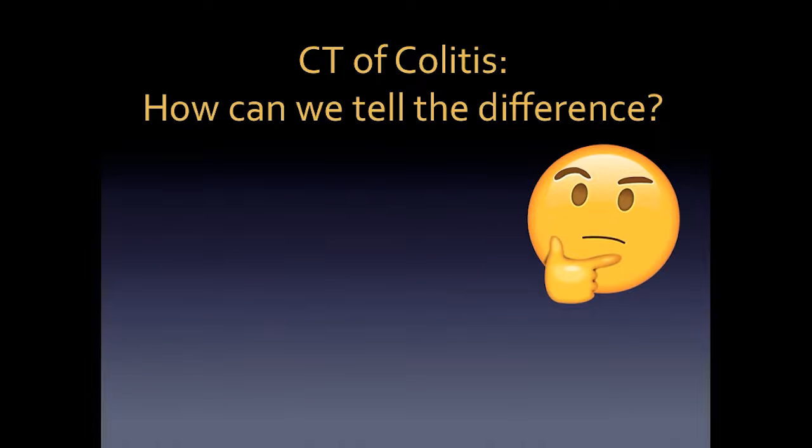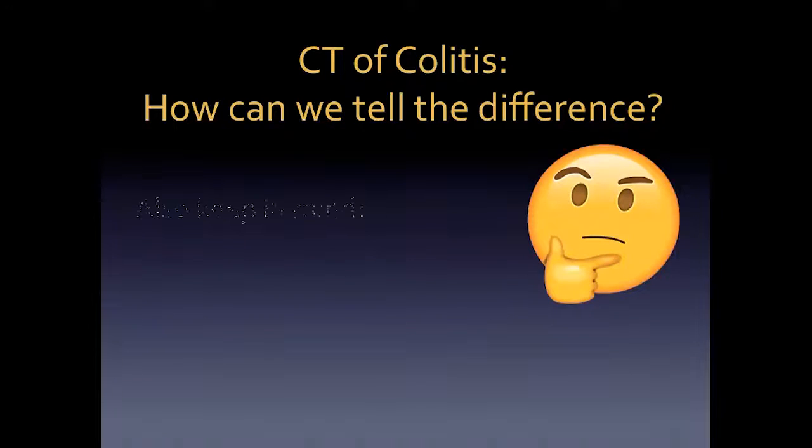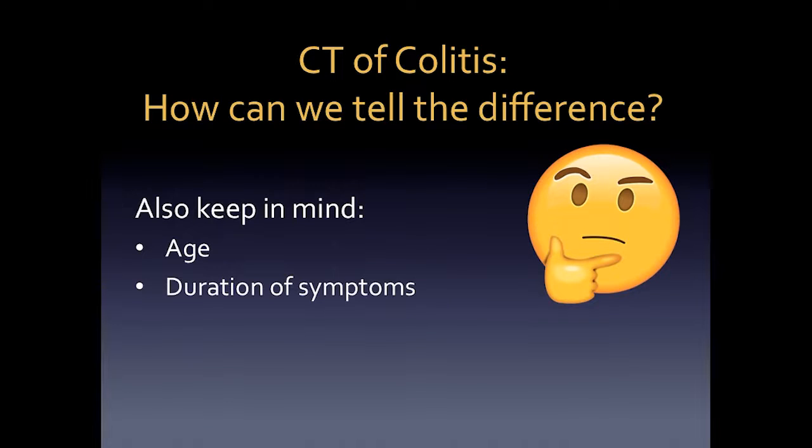So there are a couple of ways to approach this. Number one, you want to look at the appearance of the colon. Number two, the distribution of the abnormality that you're seeing in the colon. And number three, something very simple, you want to look for the presence or absence of ascites. And while we're doing this image interpretation, we also want to keep in mind the patient's age and the duration of their symptoms, because this can help guide us towards different diagnoses as well. And lastly, if the patients have any other signs at imaging of systemic disease.